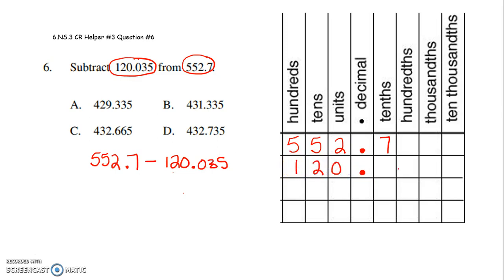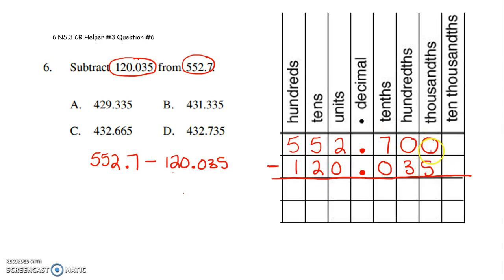120 and 35 thousandths ends in the thousandths place. If I want to be able to subtract these decimals, I must line up my place values. 100 place is underneath, tens, ones, your decimal point, tenths, hundredths, thousandths. Okay, if I don't have a number here in the hundredths place, I can put a 0 placeholder. If I don't have a number here in the thousandths place, I can do a 0 placeholder. Okay, now I'm ready to subtract, now that I've lined up my place values.